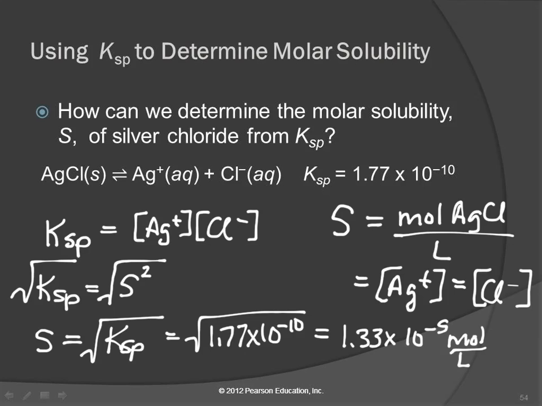How did you get S squared? That's where I got lost. Okay. So what I said was that this is equal to S. So that's S, and this is equal to S. So now I've got S times S, which is S squared. Does that help?